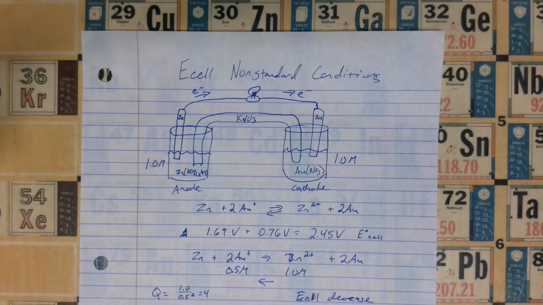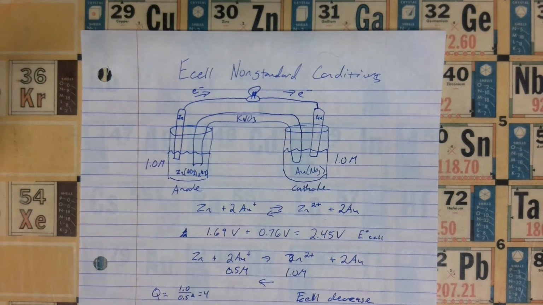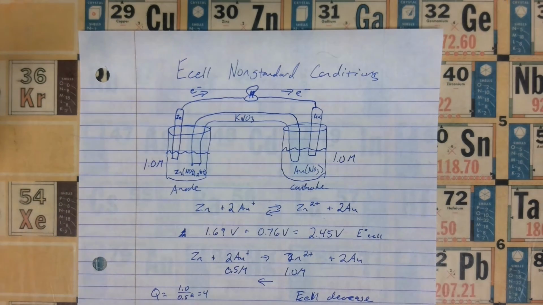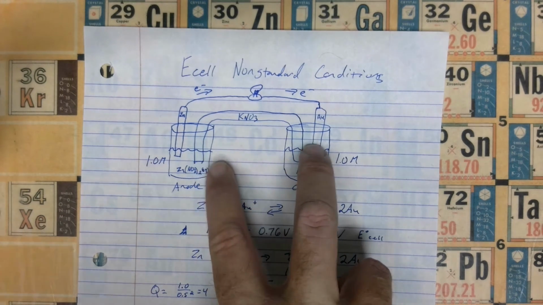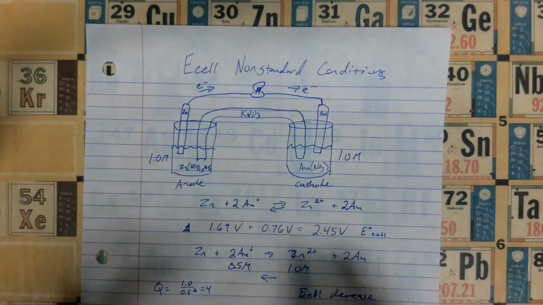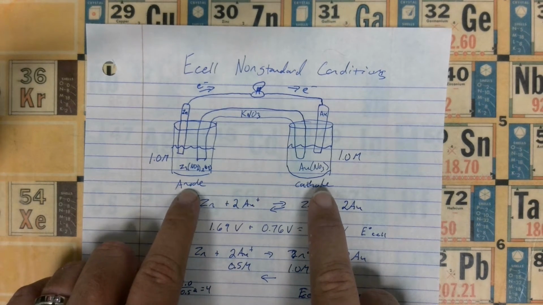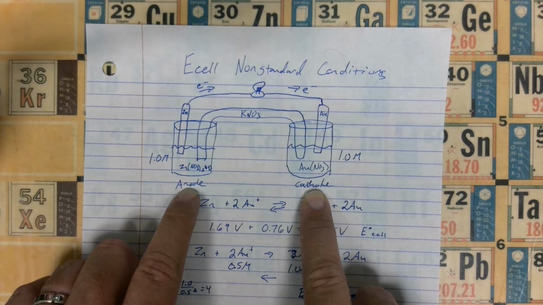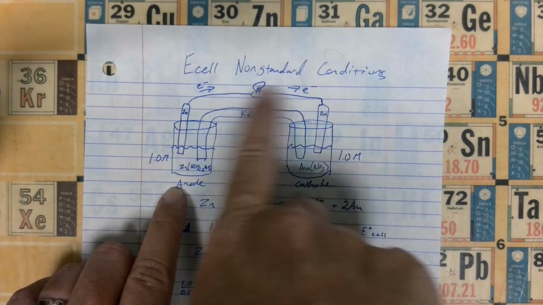All right, we are going to get into Ecell under non-standard conditions. So we're talking about galvanic cells still. Remember, a galvanic cell is where we have two different electrodes placed in two different solutions. There's an anode and a cathode. The anode is where oxidation occurs. The cathode is where reduction occurs. An ox, red cat. Flow of electrons is from the anode to the cathode, fat cat.